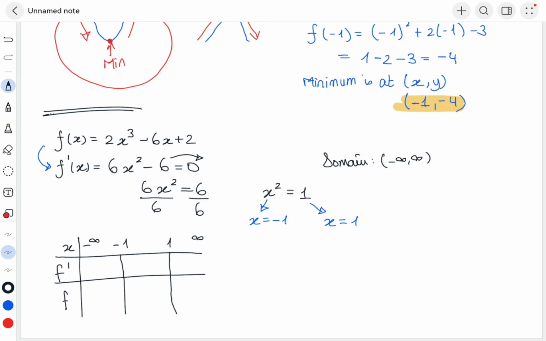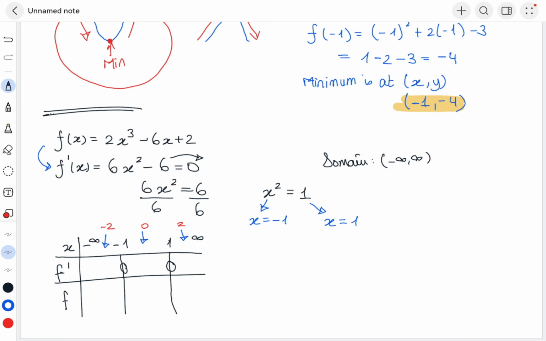Now, as we said, we put zeros here because f prime at -1 is 0 and f prime at 1 is 0. And we now take test values. We take a test value between -infinity and -1, a value between -1 and 1, and a value from 1 to infinity. Let's say we take -2, 0, and 2.